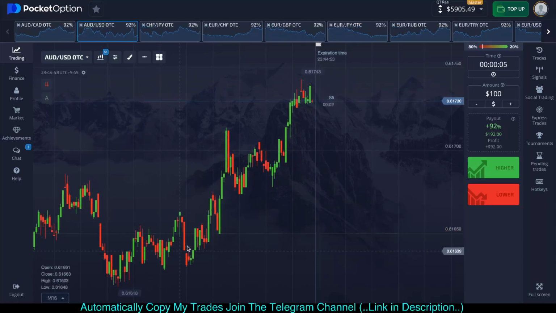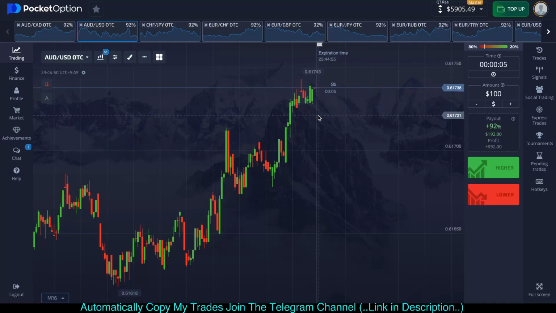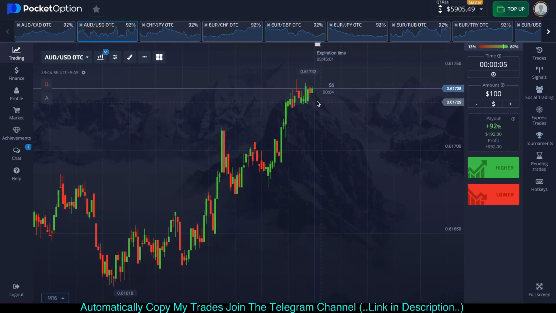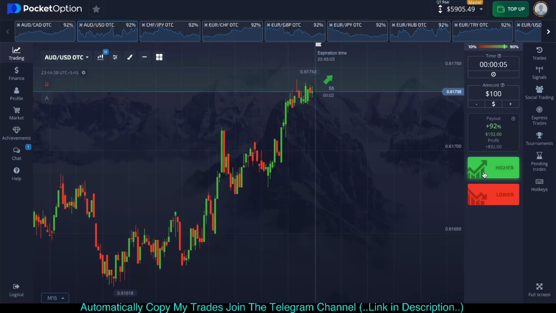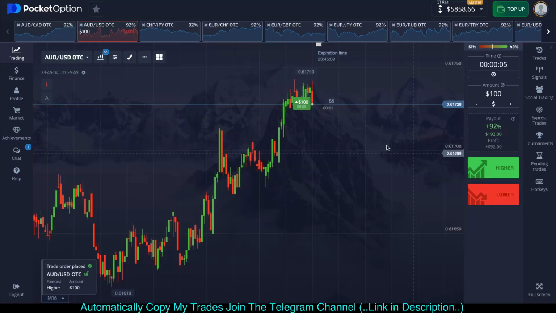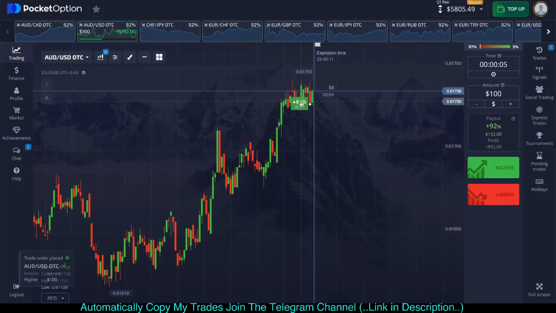As you can see here, the market is in an uptrend. It is trying to come down. It is range bound here. So if the market comes to this area, you can make a trade by clicking on higher. And if the market comes to this area, you can make a trade by clicking on lower. The market came to this area, so I made a trade by clicking on higher.